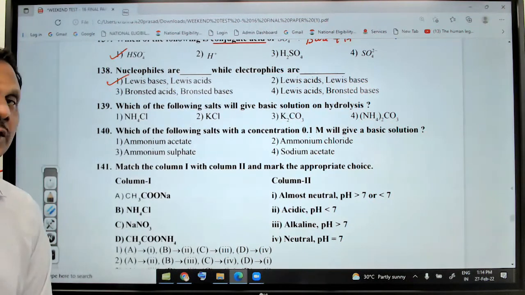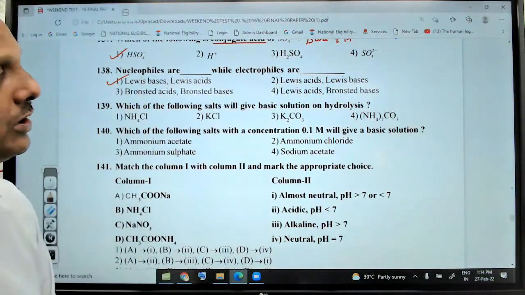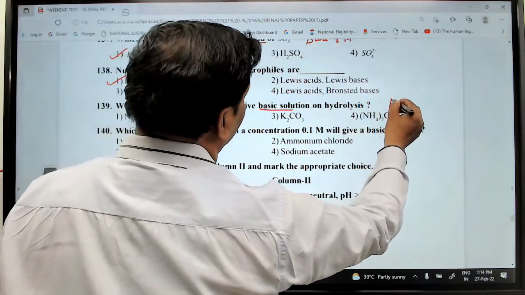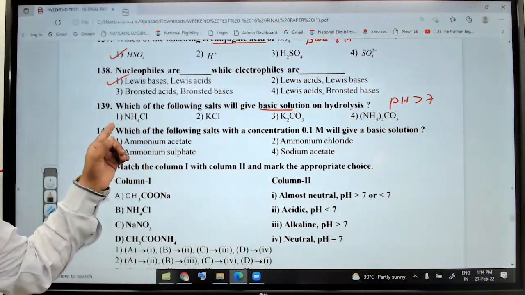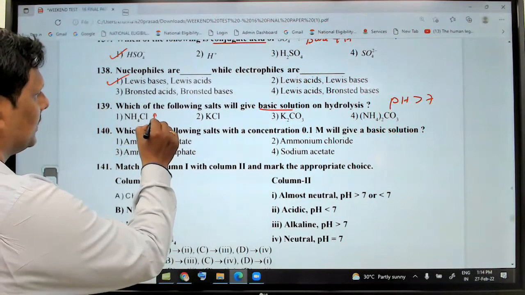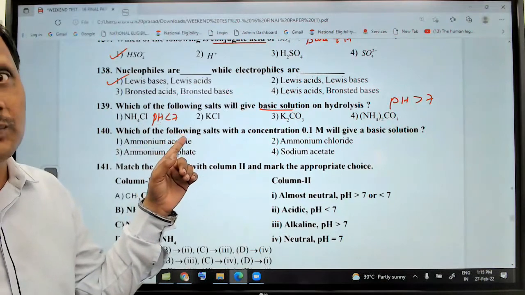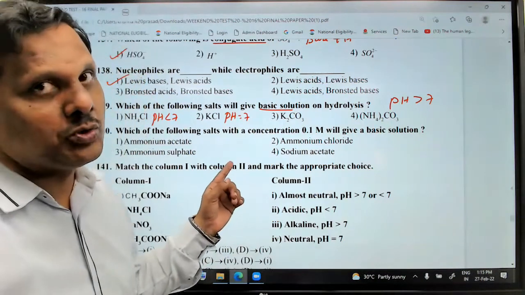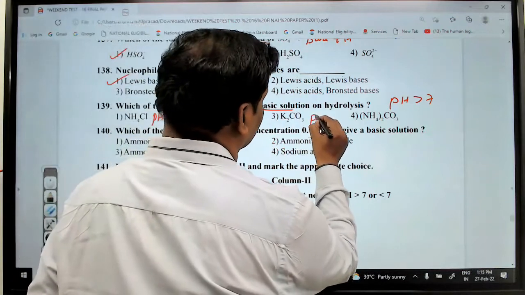नेक्स्ट, which of the following salts will give basic solution? Basic solution means pH is greater than 7. For example, ammonium chloride is a combination of weak base and strong acid. Strong acid means pH is less than 7. Once again, it is a salt of a strong acid and strong base, pH is equal to 7. K2CO3 is the salt of a strong base and weak acid and pH is greater than 7.